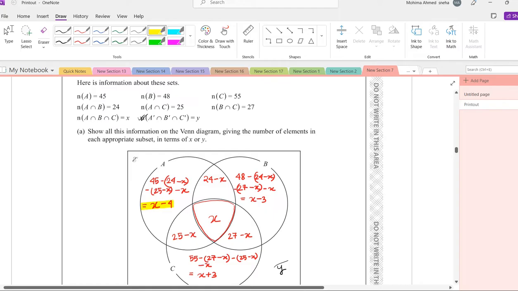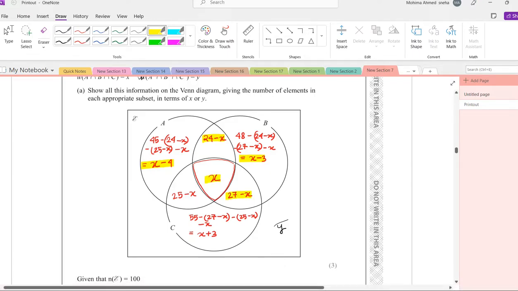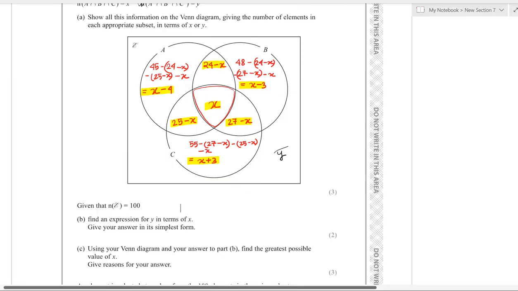These are the highlighted points that you actually need to write inside the Venn diagram. I have put some word solutions inside the Venn diagram. There are not actually necessary steps, like how you have come to the solution for X minus 4, X minus 3 or X plus 3. You don't need to write all the calculations. You can just simply write X minus 4, X minus 3 or X plus 3, and you would still end up with good marks or full marks.